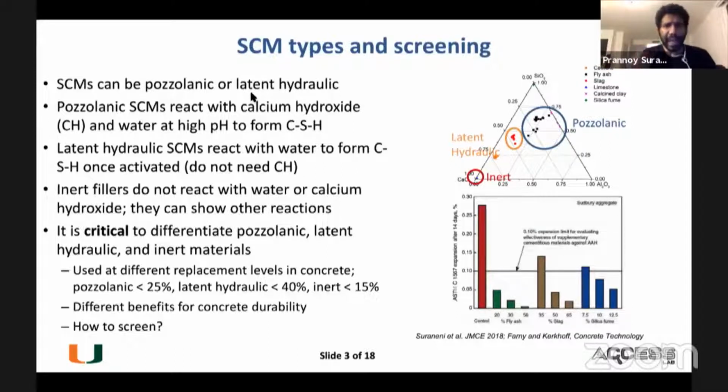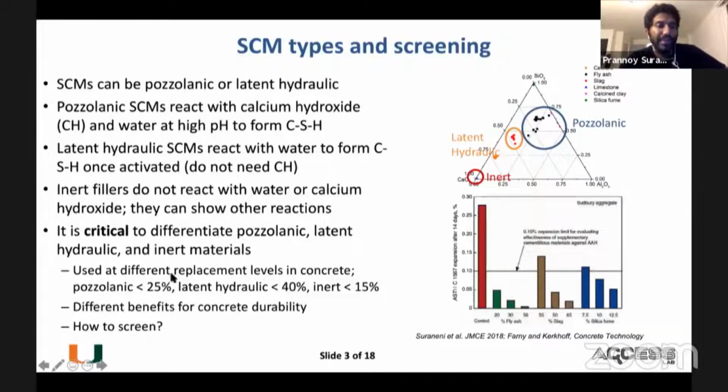Now, it is absolutely critical to differentiate pozzolanic, latent hydraulic, and inert materials. So there are two reasons for that. The first is that these are used at different replacement levels in concrete. For example, a pozzolanic material, you use it at maybe 20-25%. Latent hydraulic, you can use it up to 40%, and inert, you can use it up to 15%. So it's important to know when you have a random material what it is.